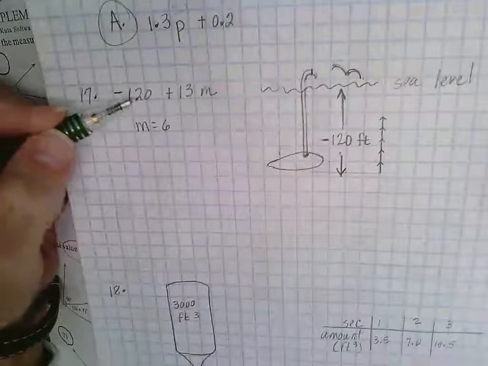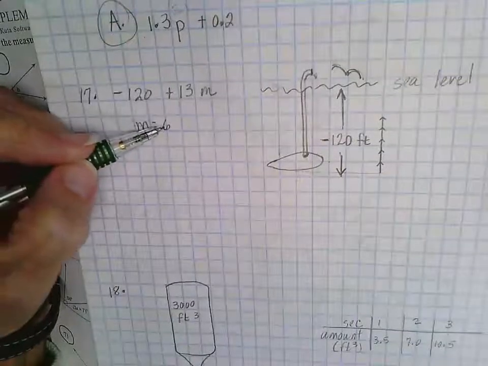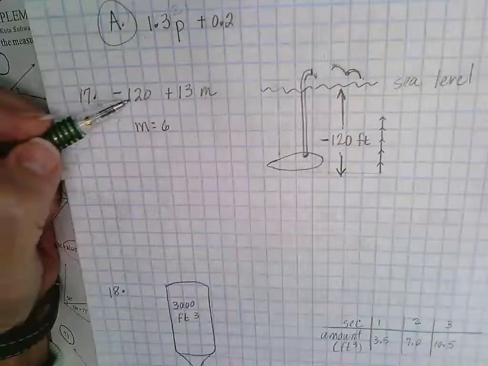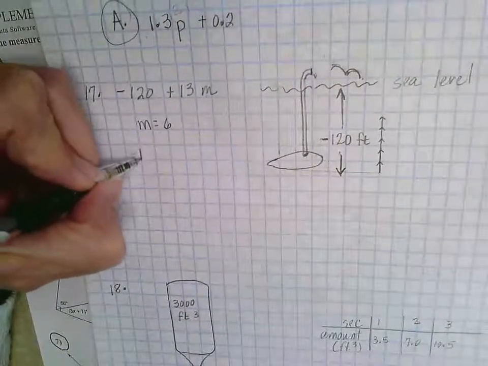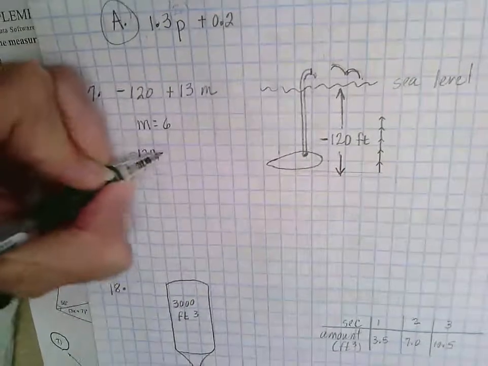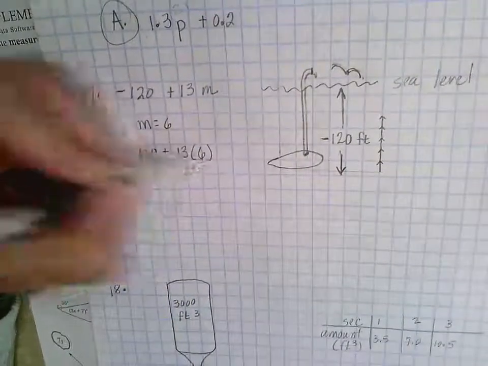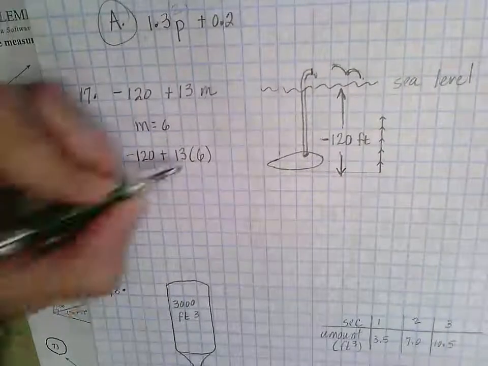So we just need to plug in the value, the quantity of 6 minutes, in the expression and then solve to find out the location of the submarine after 6 minutes.